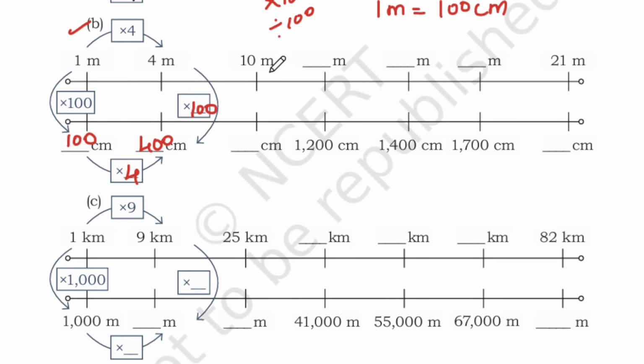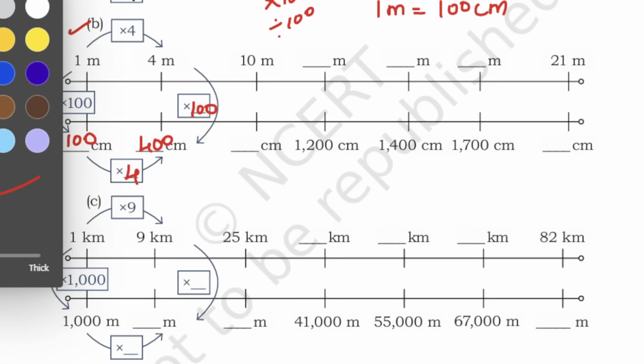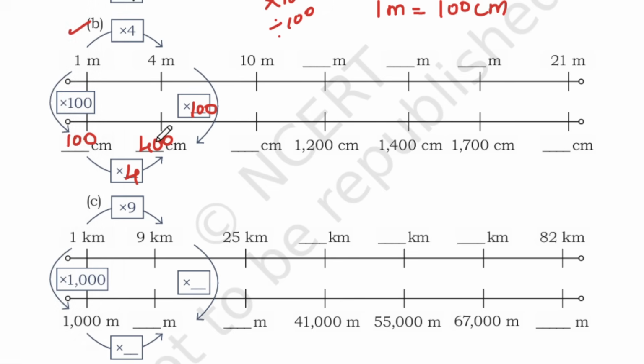So here they have asked 10 meters and they are asking centimeters. What do you have to do? Then 10 into 100, I'll change the color, which is 1000 centimeter. Okay, likewise they have given 1200 centimeter. Then when you're converting into meter, you have to divide this by 100. Two zeros are gone. Now 12 meters.